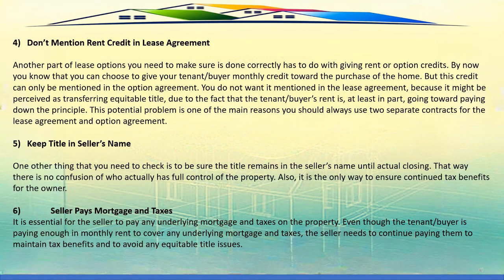4. Don't mention rent credit in the lease agreement. Another part of lease options you need to make sure is done correctly has to do with giving rent or option credits. By now you know that you can choose to give your tenant buyer monthly credit toward the purchase of the home. But this credit can only be mentioned in the option agreement.